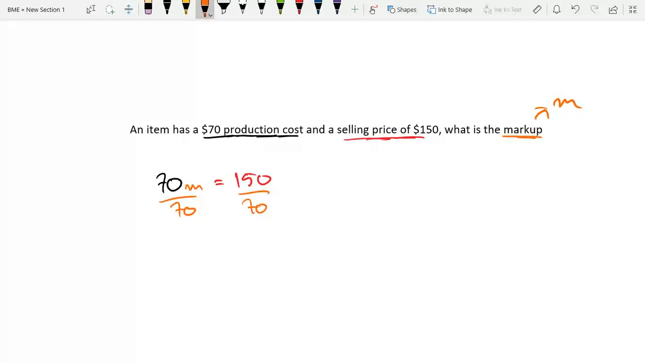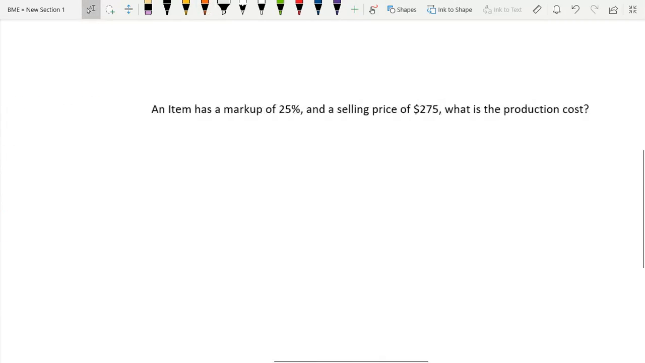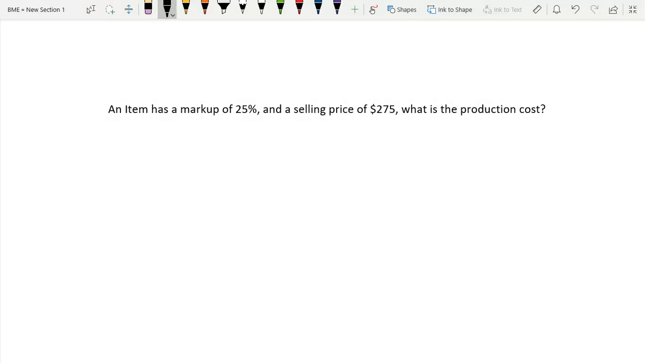Anyways, so we get m. I'm just going to round it to the nearest tenth. So m is approximately 2.143. So 2.143, if we convert this to a percent, that is 214.3% markup. And that makes sense, right? Because 150 is a little bit more than 2 times $70. So 214.3% markup.